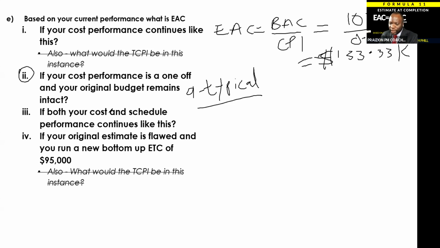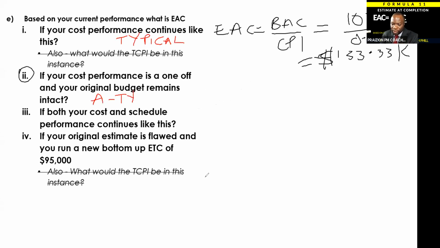So for A, and I'm glad you brought that up, Donna, let me put this in red. The language is very important when you're solving these problems. The language for the first one we did is: if cost performance continues like this, meaning cost performance is typical. Now for number two, the language used would say atypical. This is very important for these problems, especially in EAC, because the question could say, what is EAC if cost performance is atypical?